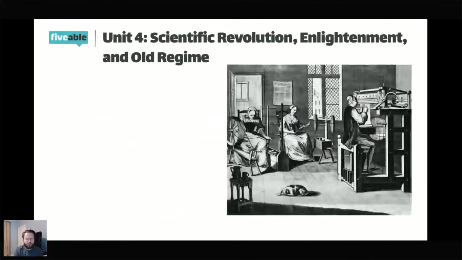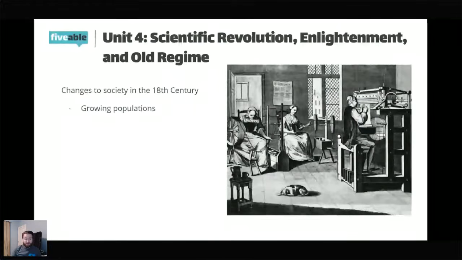Okay, so now let's talk a little bit about societal developments. The growing populations. Europe's population grows by about 1 million people in 100 years, which is a huge amount of people. And really, the problem that we're going to run into is that resources can't keep up. The growth of the middle class.